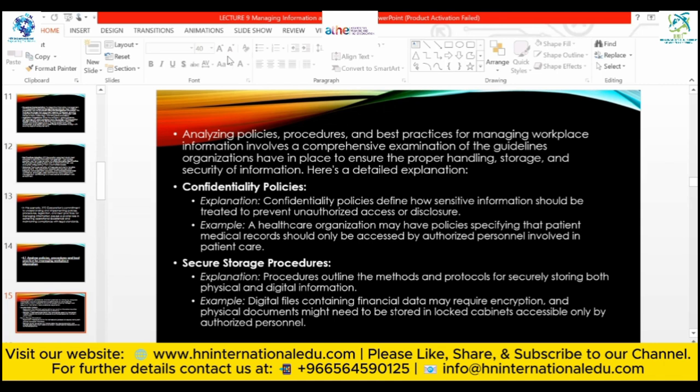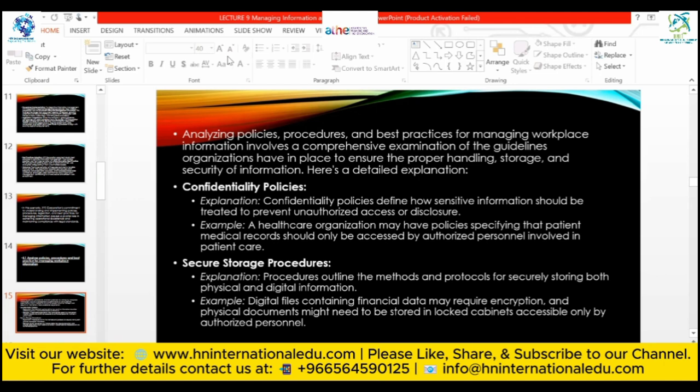The first point is confidentiality policies. Confidentiality policies define how sensitive information should be treated to prevent unauthorized access or disclosure. That is, again, we have decided certain levels. So it is upon us how we secure the data or breach the data. For example, a healthcare organization may have policies specifying that patient medical records should only be accessed by authorized personnel involved in the patient care. Maybe your dad, maybe your husband, maybe your wife, and of course the medical staff as well.